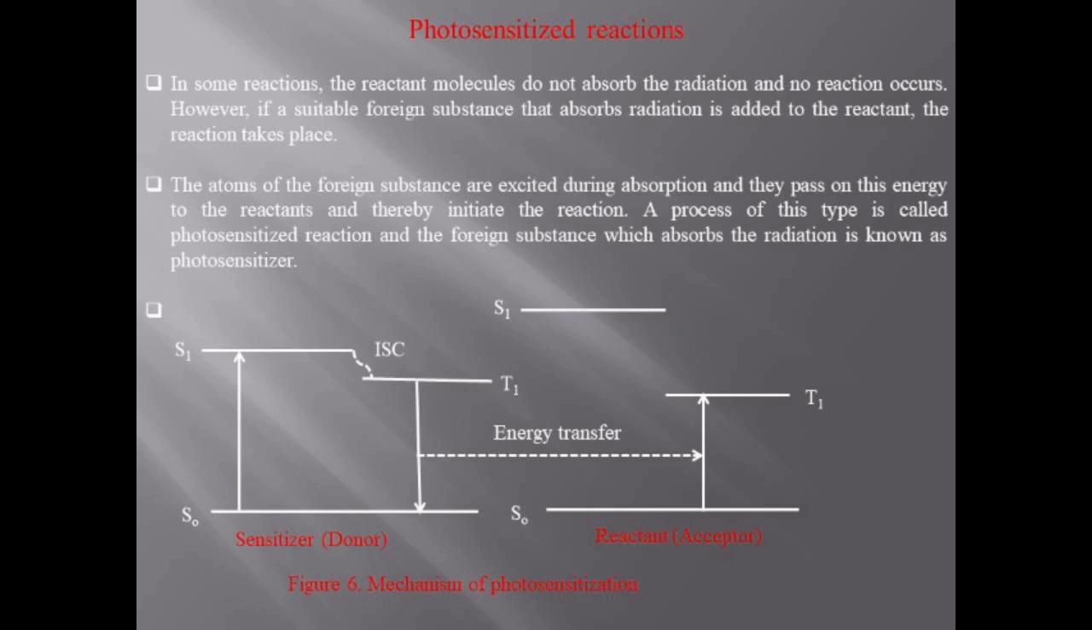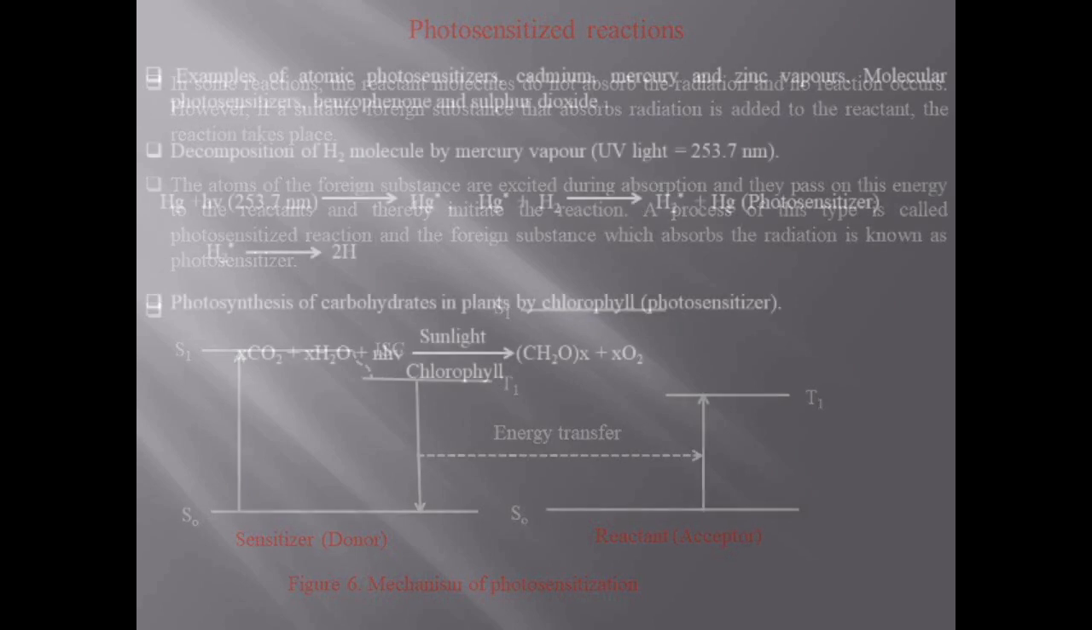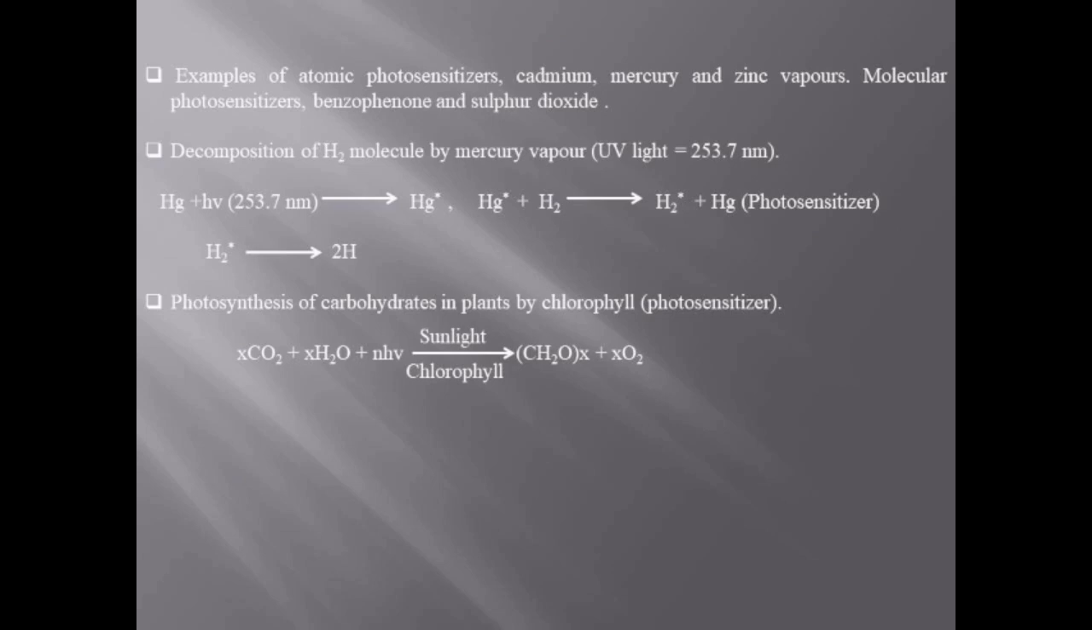Here the donor will transfer its energy to the acceptor, resulting in photosensitization. Examples of atomic photosensitizers: cadmium, mercury and zinc vapor. Molecular photosensitizers: benzophenone and sulfur dioxide.